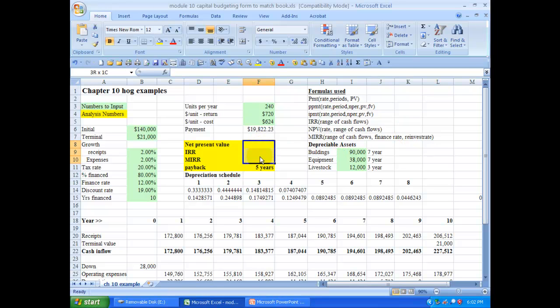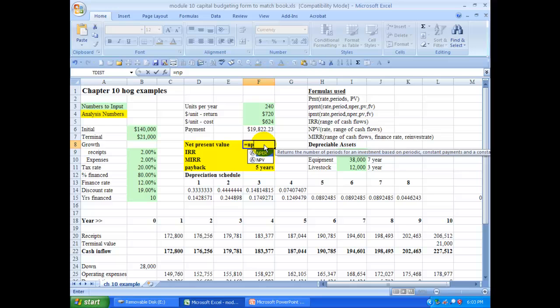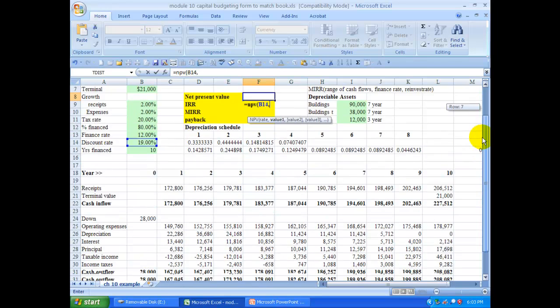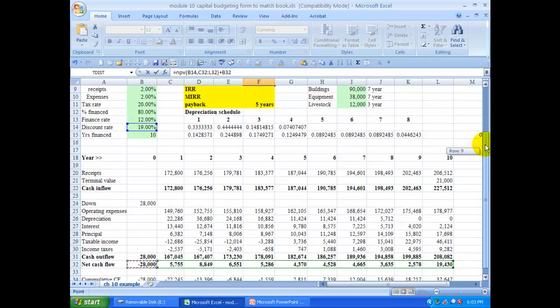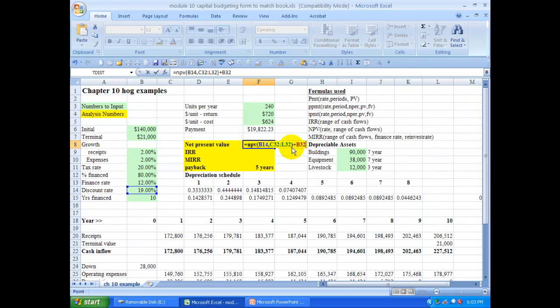But now the only thing that we've got to do is find our net present value, our internal rate of return, and our MIRR. So the first thing is net present value. So it's equals NPV, open parentheses, the rate, in this case it's the discount rate, comma, and here's where you got to be careful because we want to include the net cash flows for year 1 through year 10. You've got to close your parenthesis and then say plus year 0. So year 0 is outside the parentheses. And you hit enter, and we lose $731 on this.